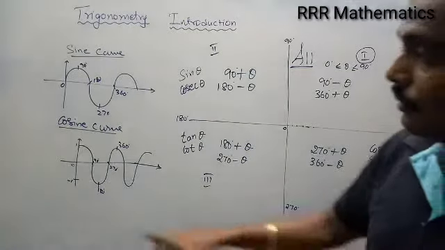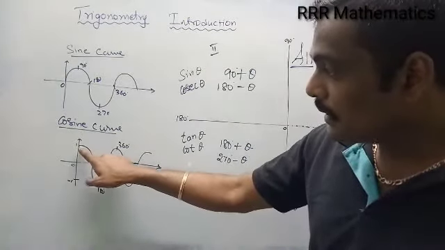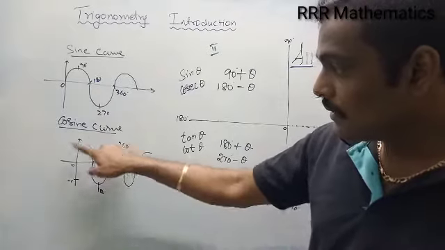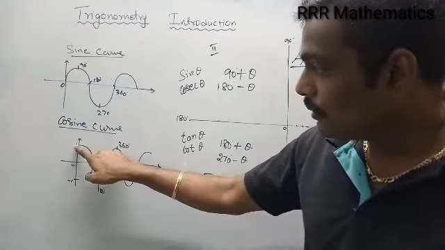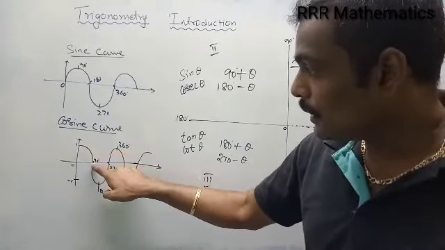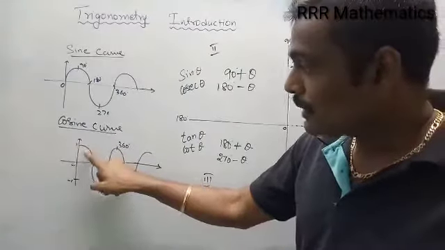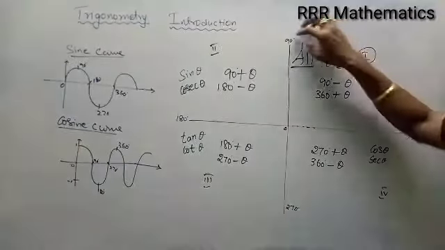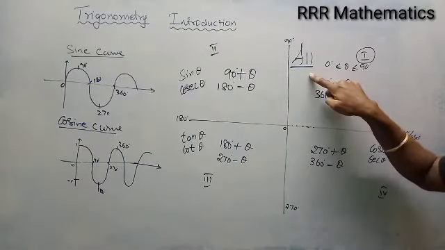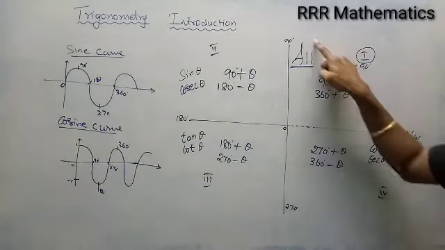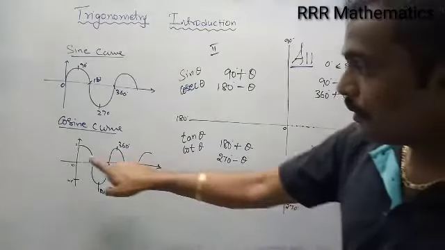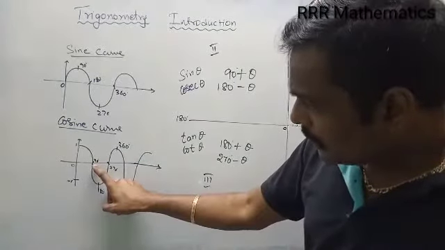Now come to the cosine curve. 0 to 90 degree, it lies above the x-axis. See, this is the structure of the cosine curve. From 0 to 90 degree, the values appear above the x-axis. Above the x-axis means positive. So this is 0 to 90 degree. Already I said all trigonometric functions are positive. So from 0 to 90 degree, cosine is positive with the help of the cosine curve.